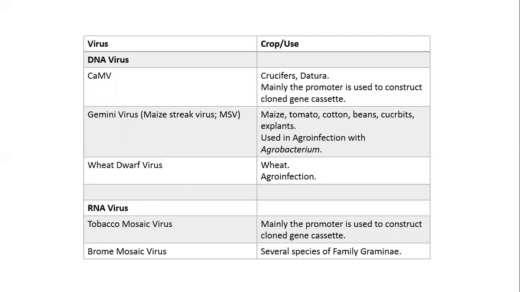Now there is a virus called Gemini virus, which may be used for agro infection. It is very important. In this agro infection, the virus and Agrobacterium are simultaneously used to transfer the gene. And in the case of agro infection, it is possible to insert the gene inside the plant genome. So let's see what agro-infection is.